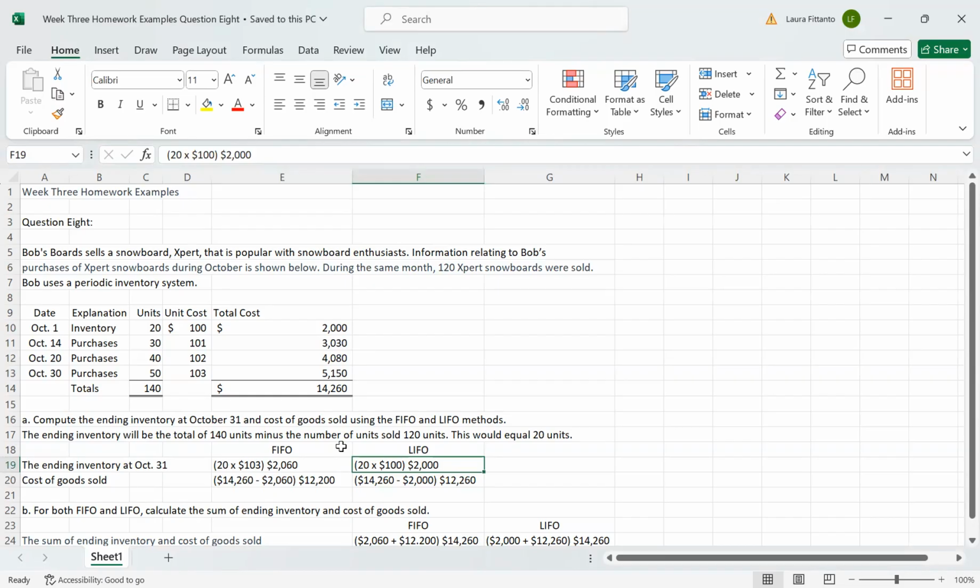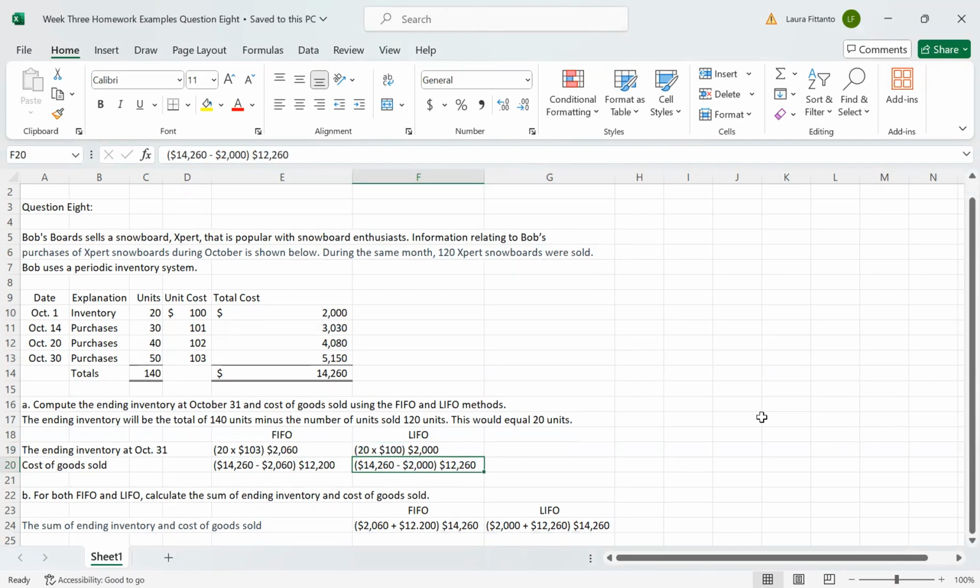To determine the cost of goods sold, we're just going to take the 14,260 minus that 2,000. That gives us $12,260. That is our cost of goods sold under LIFO.